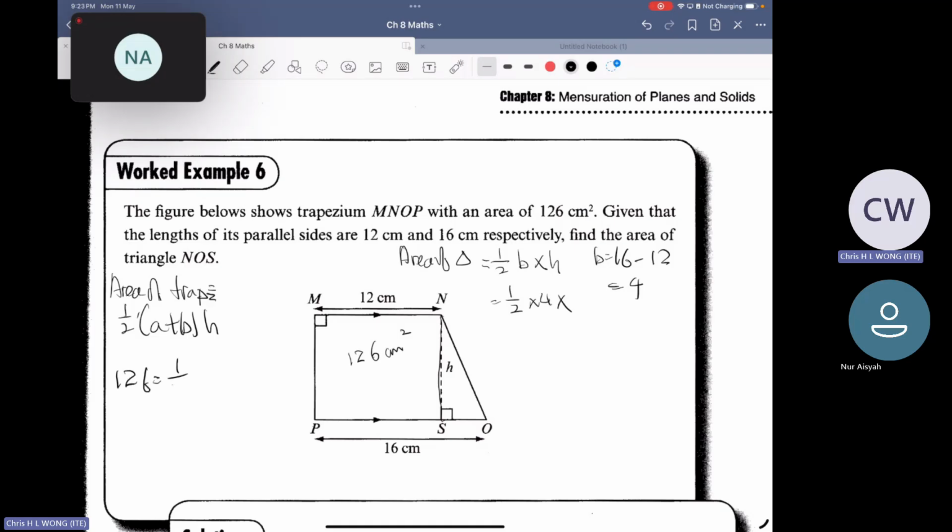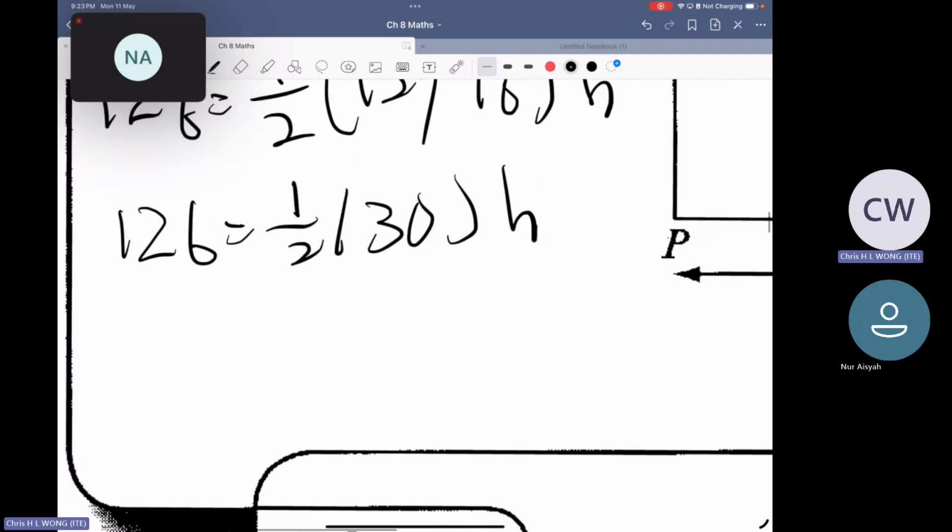126 is equal to half, what is a? 12 plus 16 times the height, right? Yeah. What is 16 plus 12? So you have 126 equals half 30 times the height, right? Make it bigger, 30, make it nicer, remember and tidy. So cross multiply, in fact, I can make it easier. You can just cross multiply if you want to.